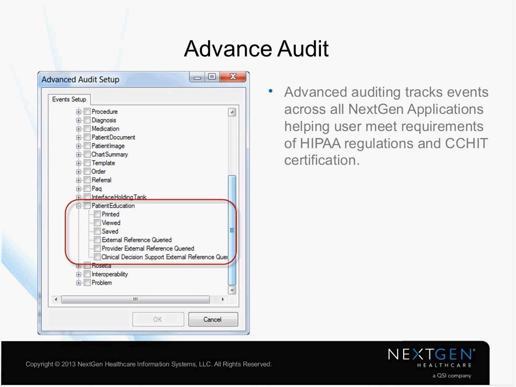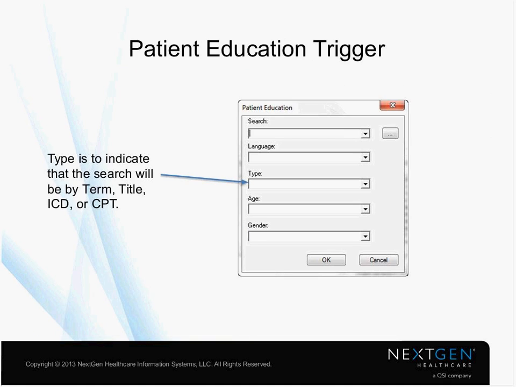The advanced auditing tracks events across the NextGen application, helping users meet requirements of HIPAA regulation and CCHIT certification. So that patient education, whether or not it was printed, viewed, saved, extra reference queried, provider reference queried, or clinical decision support, external reference queried. So that's saying whether you're doing it internal through Healthwise or you're using one of those extra sources, it's still being audited, it's still being tracked, and it's still going to meet the requirements that you're looking for. All right, so just keep that in mind when dealing with the advanced audit piece of it.